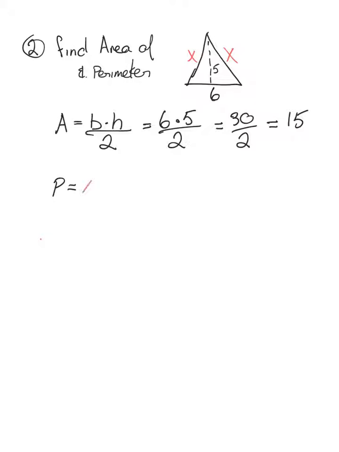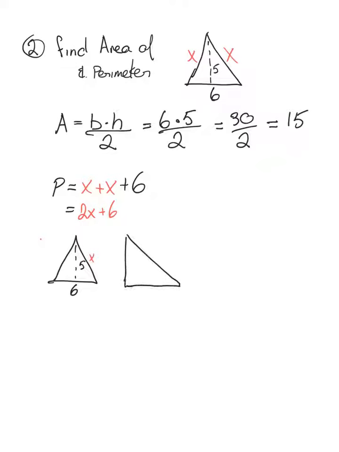So the perimeter equals x plus x plus 6, which equals 2x plus 6. So we need to solve for x to find our perimeter. So first, let's redraw the picture. And if we're looking for side x, we could do this and use Pythagoras again.